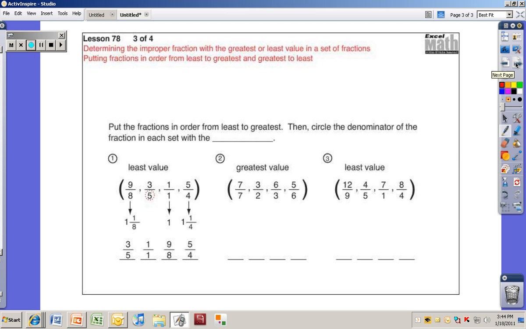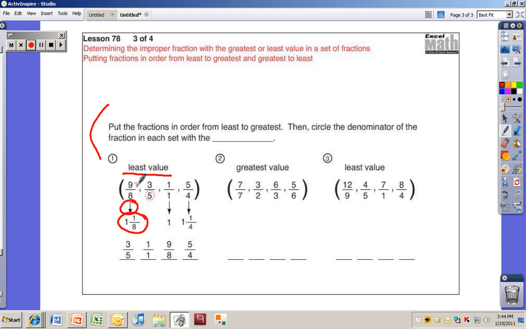Now we're going to try some actual problems, just like what you're going to see on your daily work. The directions say put the fractions in order from least to greatest, then circle the denominator of the fraction in each set with, for the first one, least value. And so here's how you show your work. You do not need to put these little arrows, but you do need to show what the fraction is equal to if it's not equal to the fraction that's shown right here in the problem.